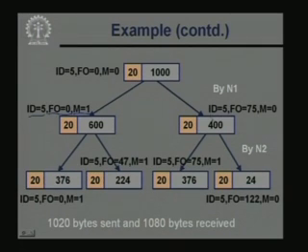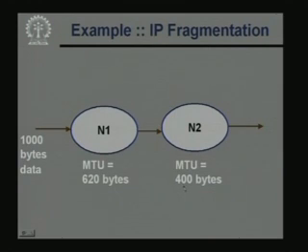For the second one, ID is 5, fragment offset is 75 because the second packet is located at a relative location of 600, and since it is a multiple of 8, 600 divided by 8 gives you this figure 75. And since there are no more packets following, the more bit is 0. Now, these fragments reach the second network N2. So, for N2 again the MTU is 400 bytes.